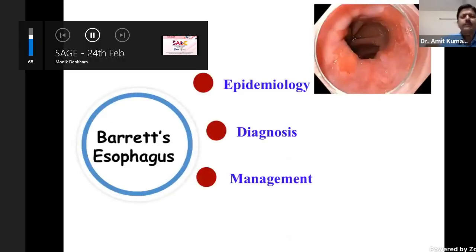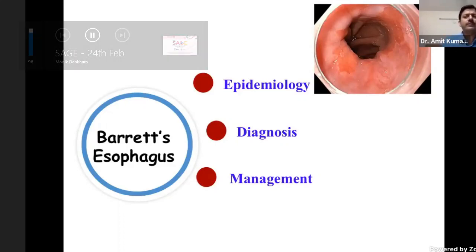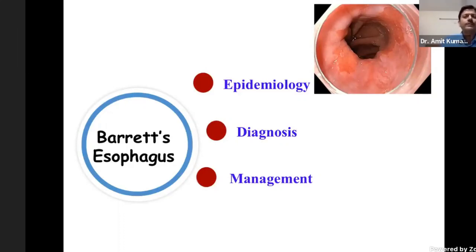So that was briefly about the epidemiology and the risk factors, of which we said chronic GERD is the most important risk factor, and older age, obesity, smoking, male sex, etc. are the other risk factors. Okay. So next we move on to the diagnosis. Now, if you see an appearance on endoscopy like this, then how do you confirm that it is Barrett's esophagus?